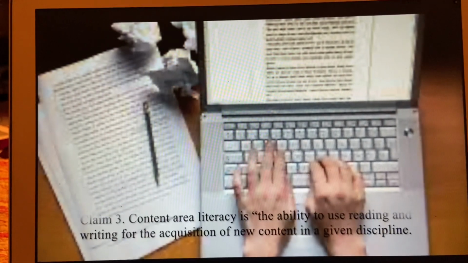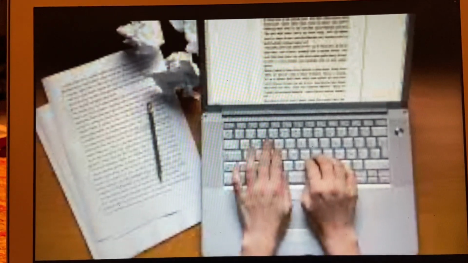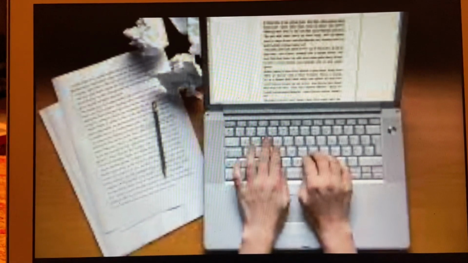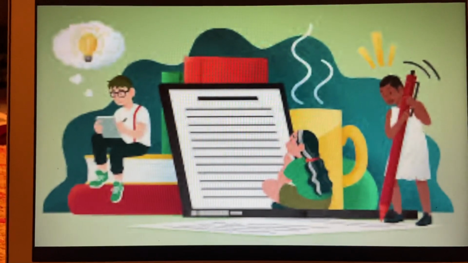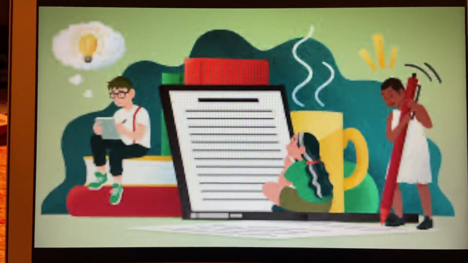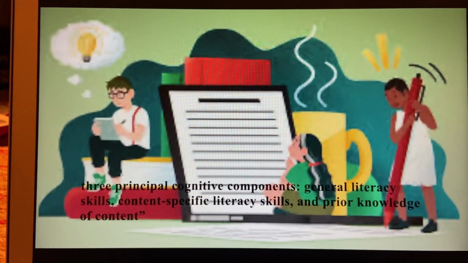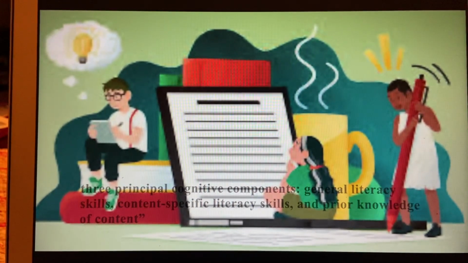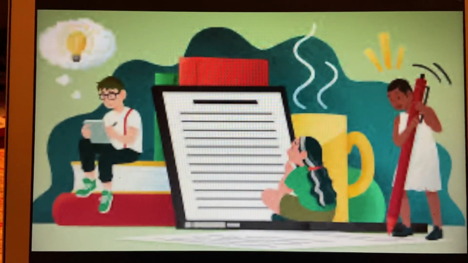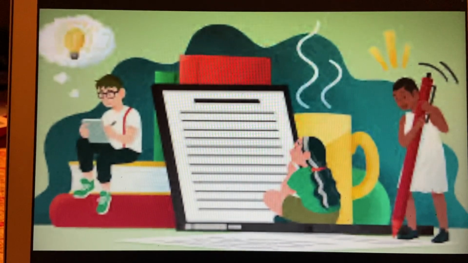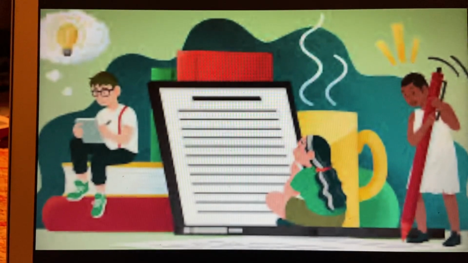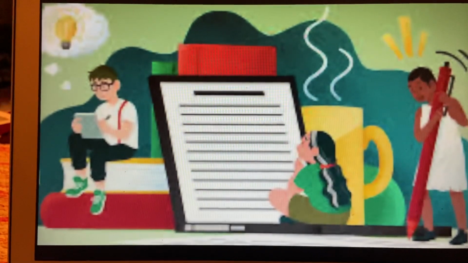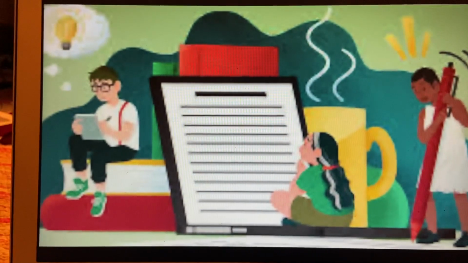Claim 3. Content area literacy is the ability to use reading and writing for the acquisition of new content in a given discipline. Such ability includes 3 principal cognitive components: general literacy skills, content-specific literacy skills, and prior knowledge of content. While this practice is celebrated in English class, each content area has its own language it must teach and give opportunity for practice by students in order to master its usage.